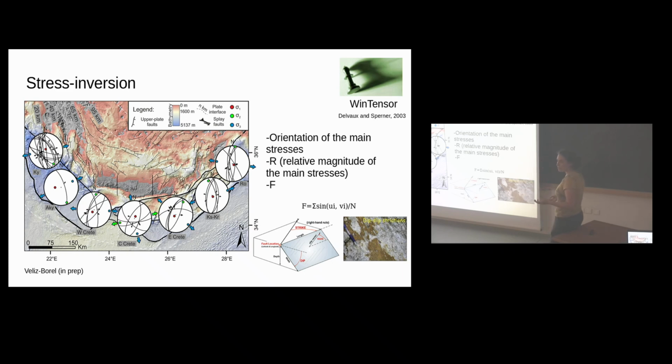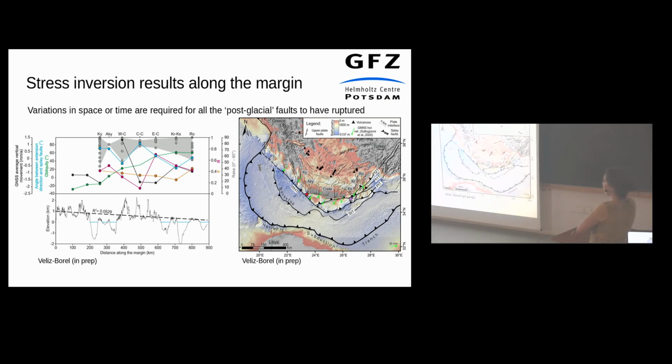Because the data set is not that dense, I did this manually, and I ended up concluding that variations in space and/or time are required in all the islands for all the faults that I measured to have ruptured in the recent past. And here's where I decided to start modeling, because here, all the faults are the same, north-south.